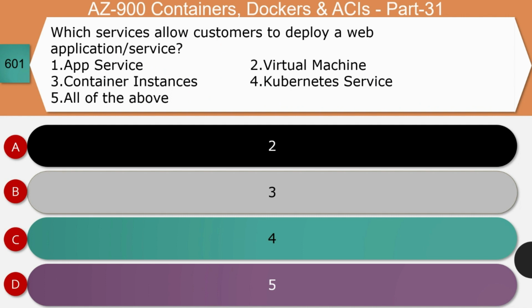The first question: which service allows customers to deploy a web application or service? Is it App Service, Virtual Machine, Container Instances, Kubernetes Service, or all of the above? The question is related to how you will deploy a web application and service using any of these stated. The right answer for this question is all of the above.